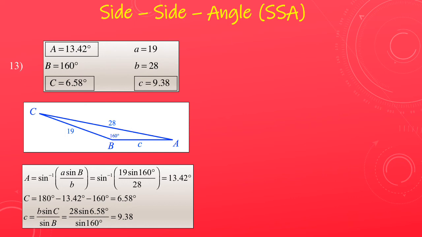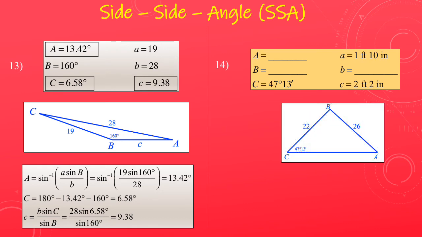Looking at the picture, this appears to be right. Both A and C are very, very small angles, with C being very close to 0 degrees. And again, the largest side is 28, opposite the largest angle, 160, and the smallest side is 9.38, opposite the smallest angle, which is 6.58 degrees.